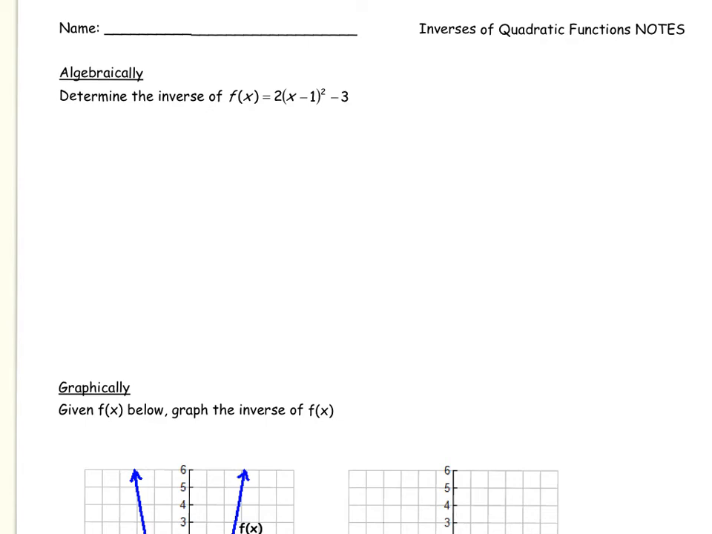Hi everyone, so we're here to talk about finding the inverse of a quadratic function. If you remember back from our first unit, when we talked about inverses, we talked a lot about switching x and y. When we were finding an inverse algebraically, that's exactly what we did. We switched x and y and solved for y. So we're going to do the same thing here.